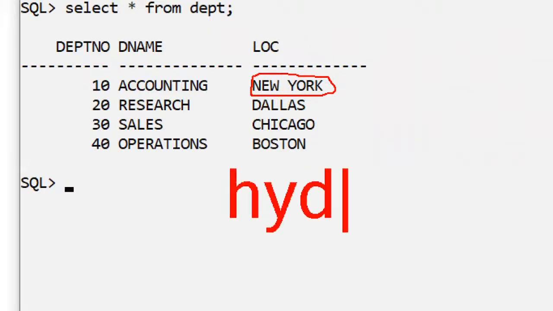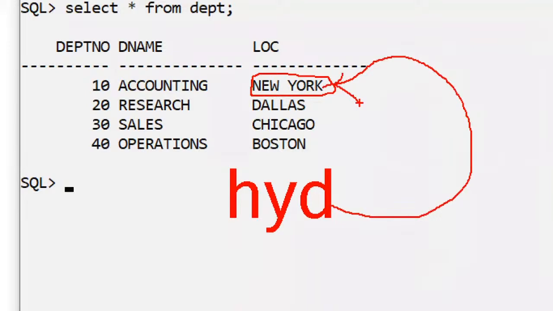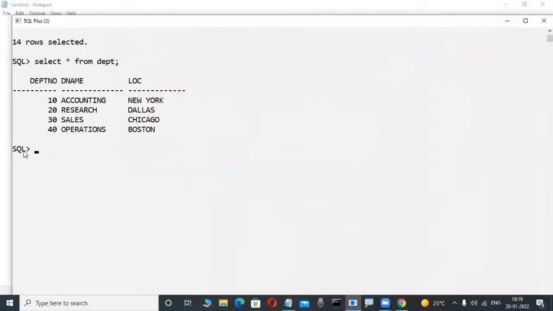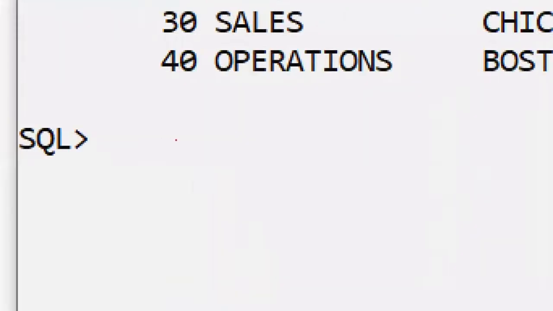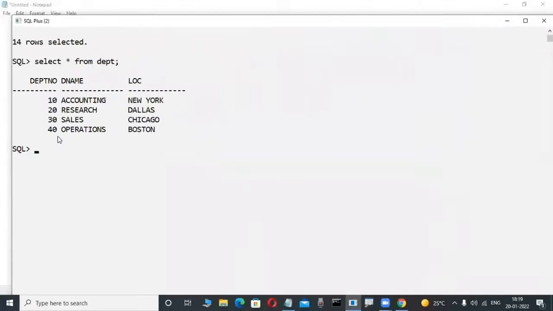Suppose I want to change this New York location into Hyderabad in this relational database. How can I do it? Just at the SQL prompt, we use the SQL language. SQL is a very easy language. I will tell you how. In SQL, you are typing some commands.